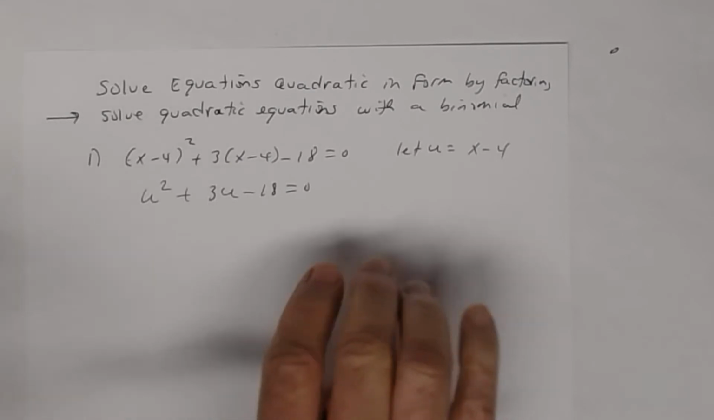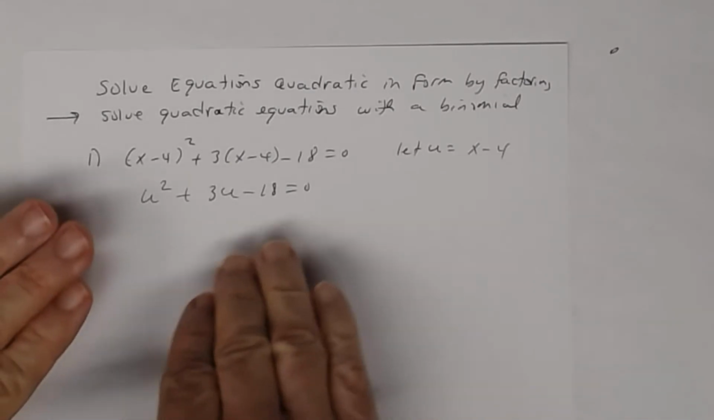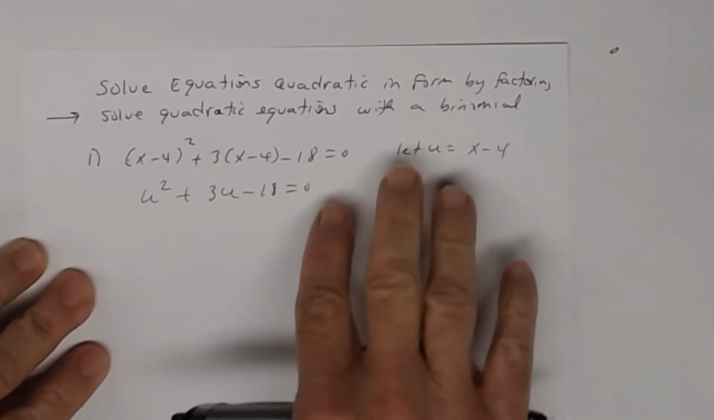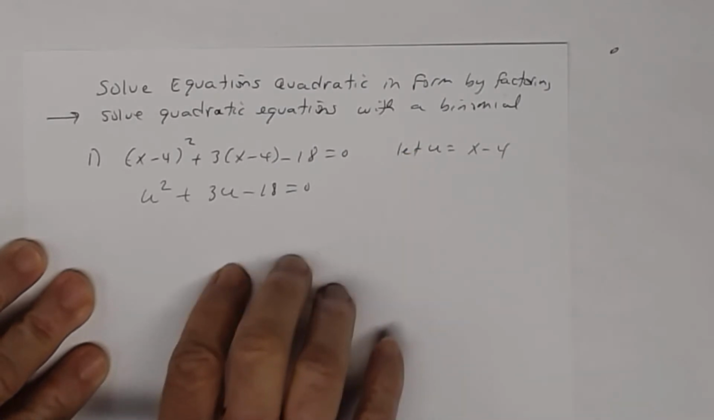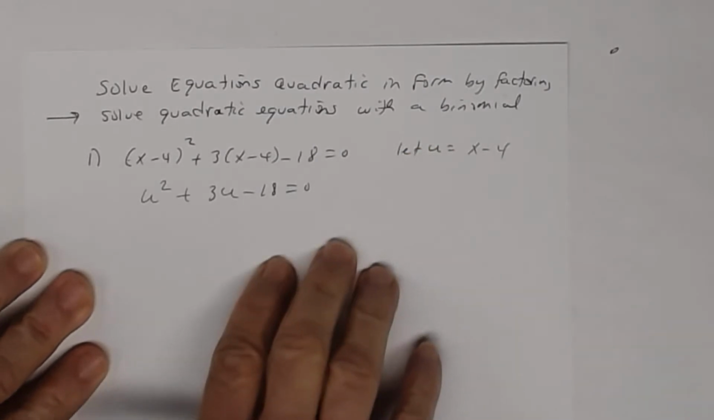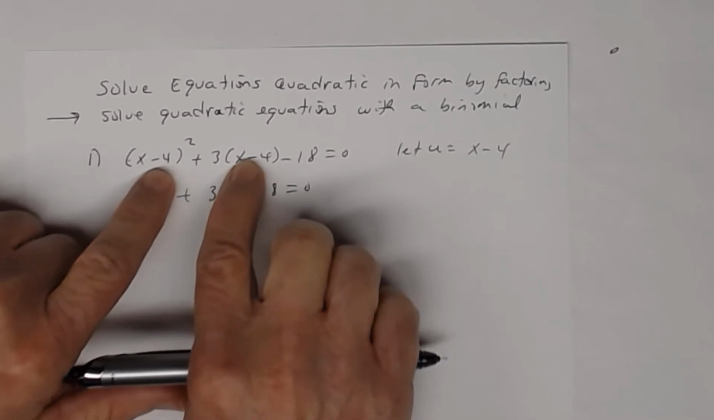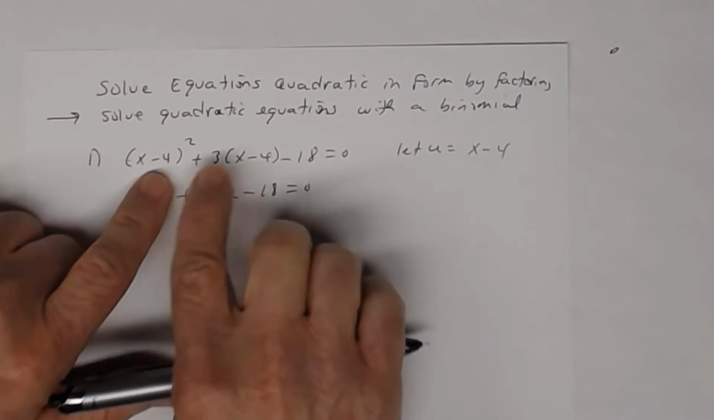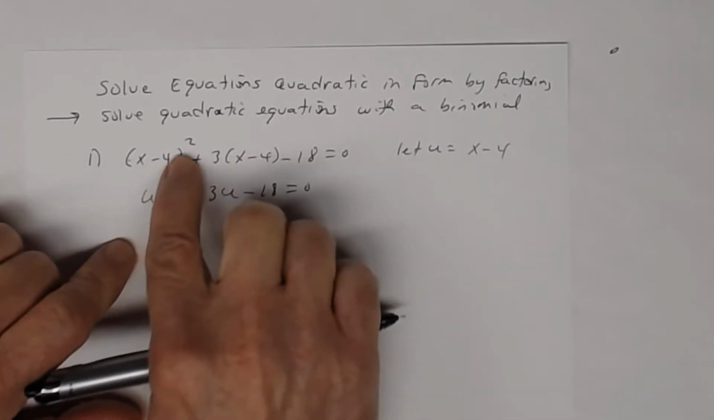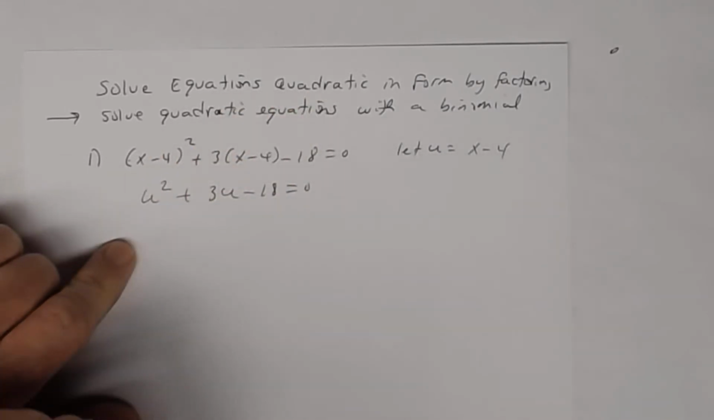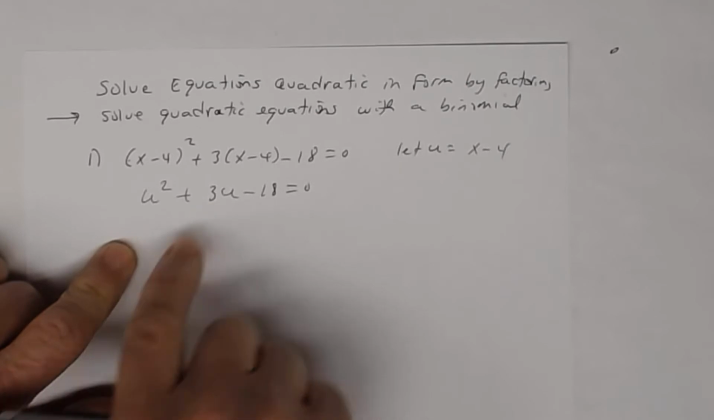That's the best way to do these problems, to think about this in terms of, well, let me make it look simpler to deal with. So I'm going to use a substitution since I see this binomial in two places here. And that binomial x minus 4 is being squared. So this is going to be quadratic in form. So I have this quadratic equation.